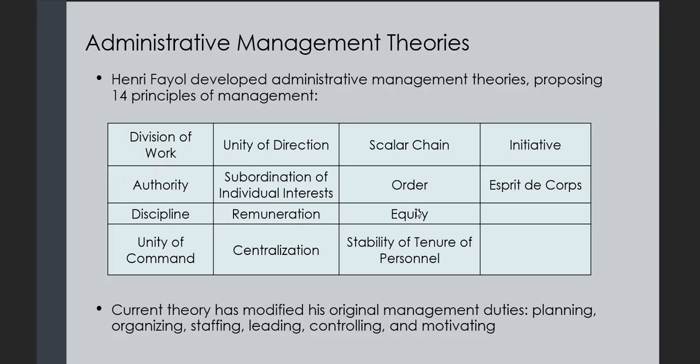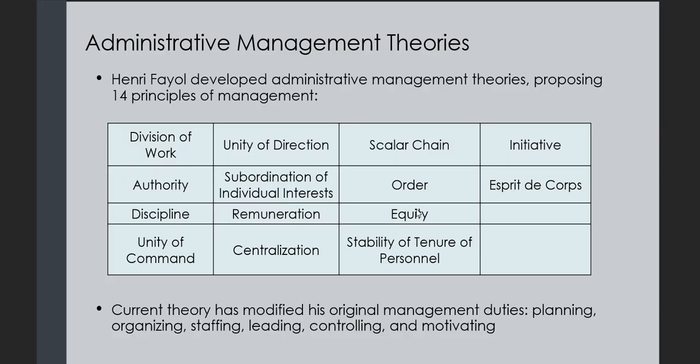While scientific management focused on efficiency and the task level, administrative management focused on the organization as a whole. Henry Fayol developed administrative management theories, proposing 14 principles of management. These principles included concepts like unity of command, division of work, and the scalar chain. These are ideas that still influence organizational structure today.